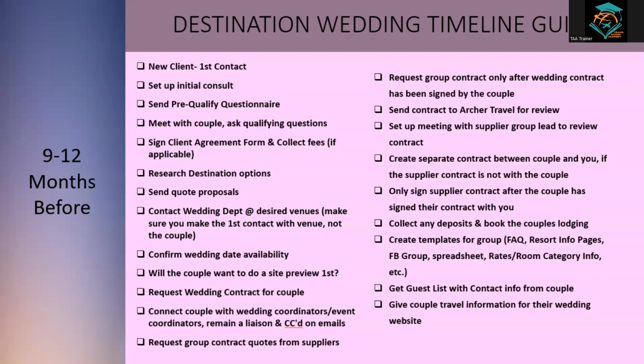And then you're going to give the couple the travel information for their wedding website. This is also going to be information that they're going to put on their save the dates and their invitations. There's going to be some kind of little note from you. So you're going to get that information together. That is the first 9 to 12 months before. This is kind of your checklist of things that you need to get done.